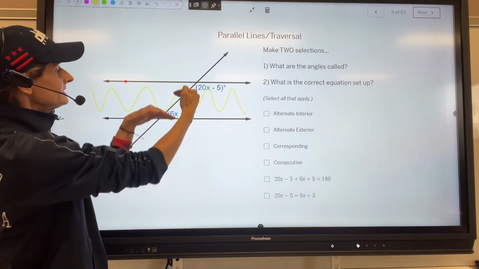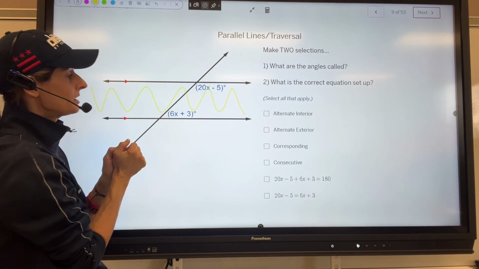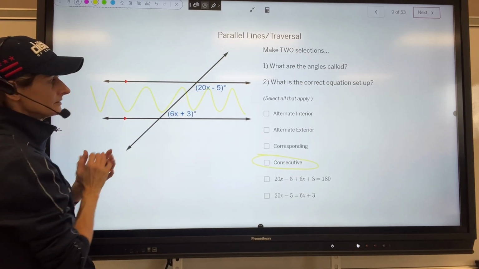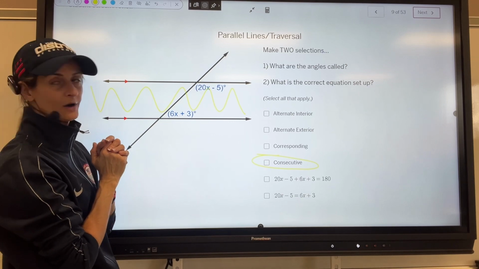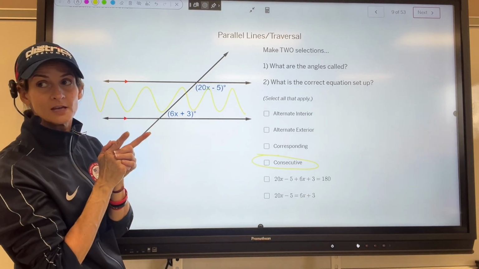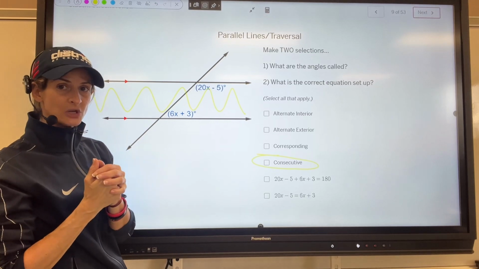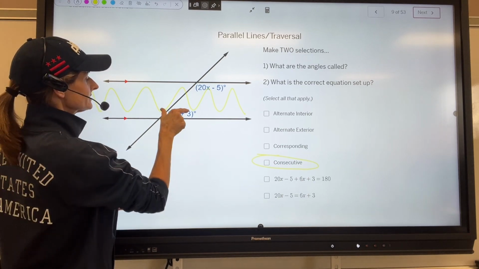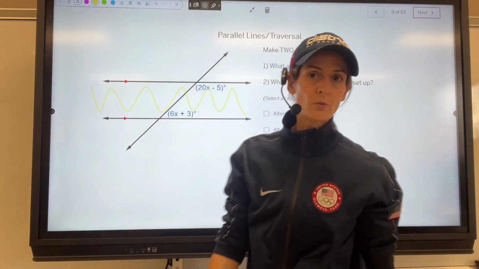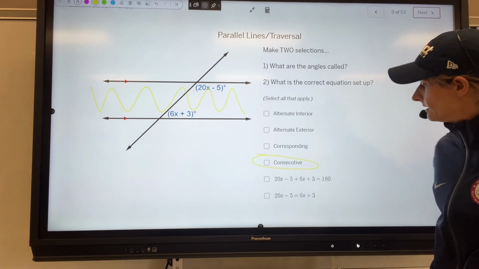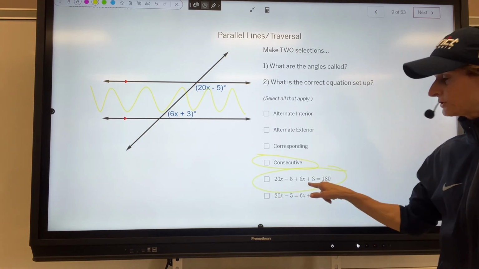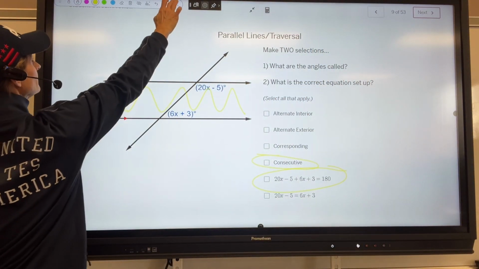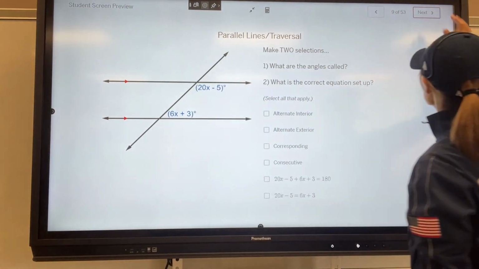So consecutive interior angles are what when the lines are parallel? Consecutive. They're not the same. They are supplementary. So we have to, in our equation, show that. We have to say that 20x minus 5 plus 6x plus 3 equals 180. That's the first one that's different. Is that good? Are we good? And then of course you'd solve for x.